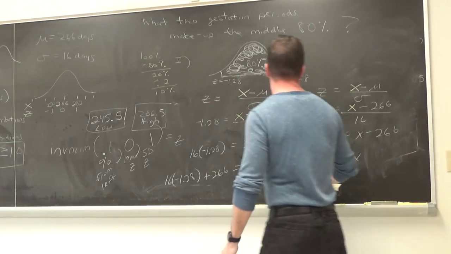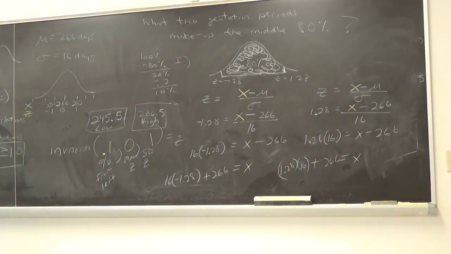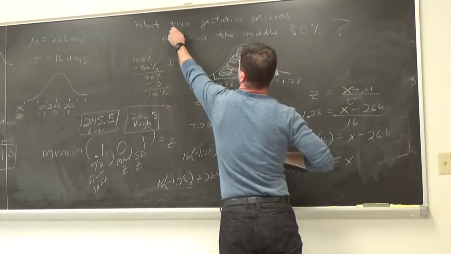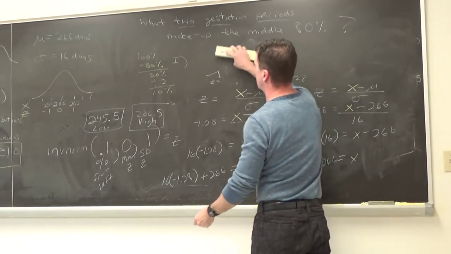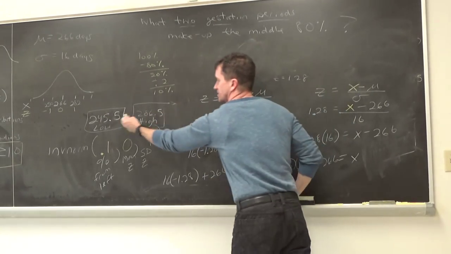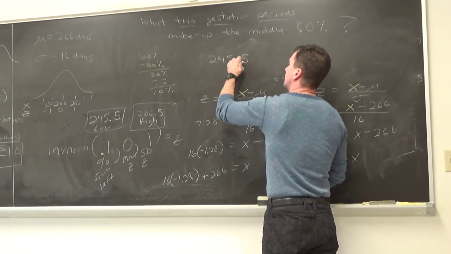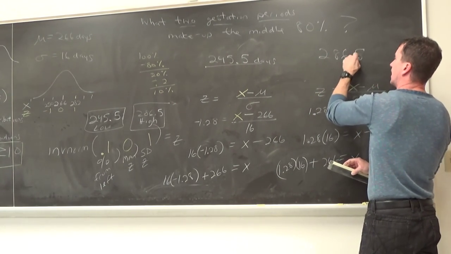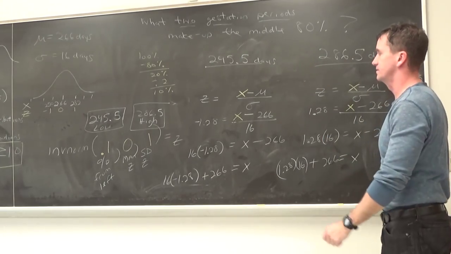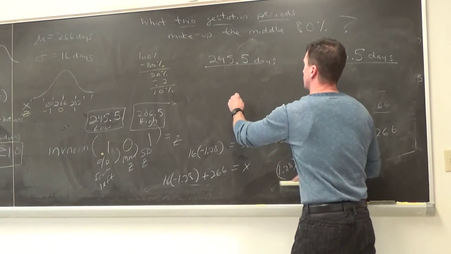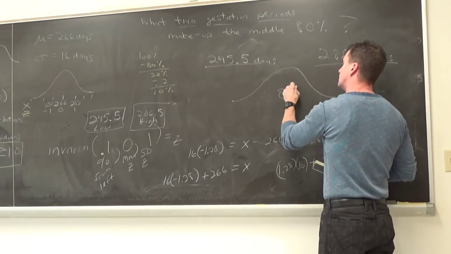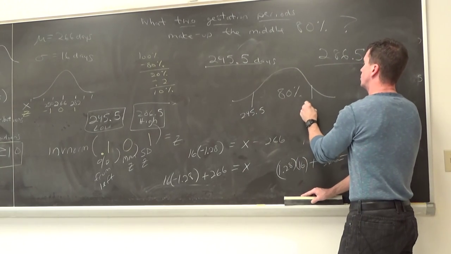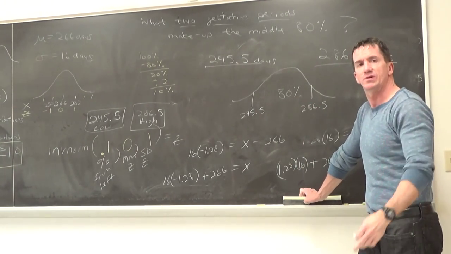This is the answer. Here's my answer to this question. What are these two gestation periods that made up this middle 80%? And I never rounded until the end, did I? I just rounded to one decimal place. 245.5 days is the lower. And what's the upper? 286.5 days. And you can even draw a picture with this. You can draw a picture and see that's what's going on. 80% here, and right here you get this 245.5 days, and you got this 286.5. Isn't that cool? So we can actually do an inverse operation to find the actual x values.